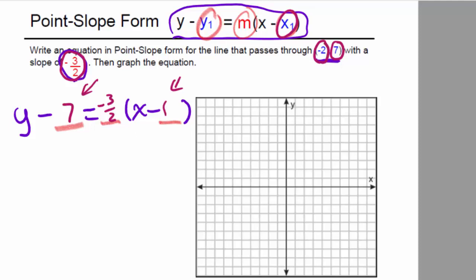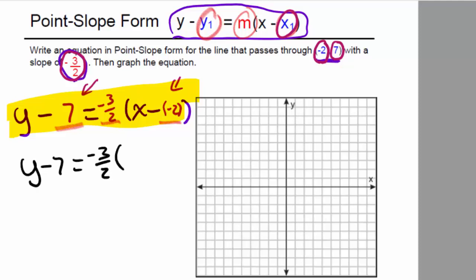And inside there, I'm going to put in parentheses negative 2, because minus a negative 2 would actually give us an x plus 2. Then they did, and this right here is point slope form. That is the actual form. Now you could write it a little differently. You could write y minus 7 equals negative 3 over 2, and inside, instead of doing the minus a negative 2, just put x plus 2.